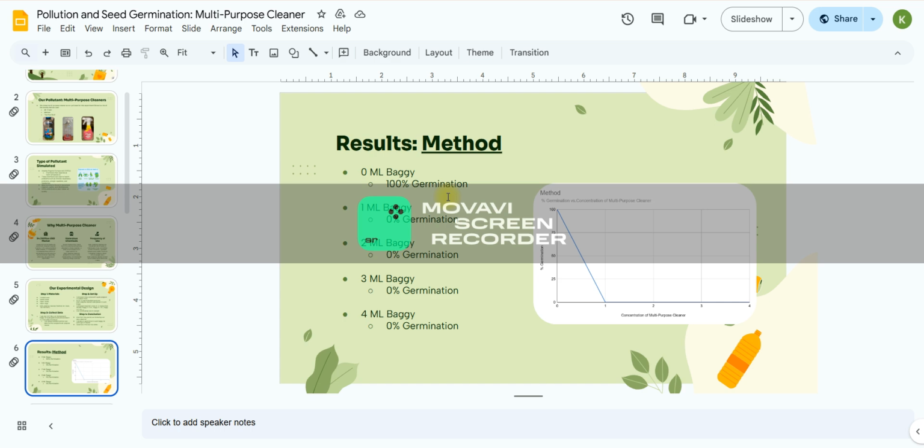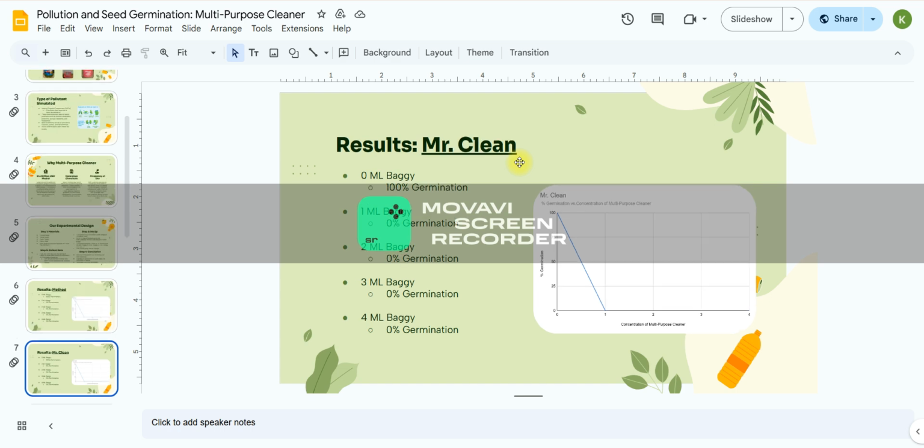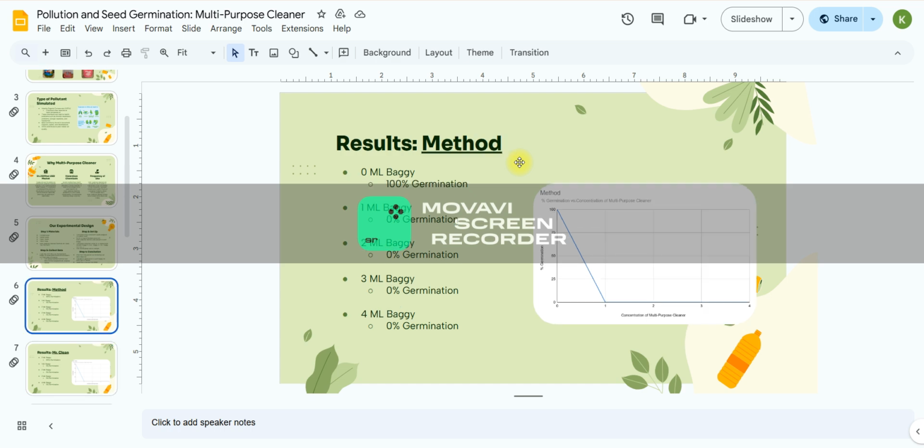So that was just made up of water, kind of like what we did with just the regular germinated seeds experiment. We just kept water in there for our control, and then we used the other 4 with very small increments of milliliters added into the bag. And as we go to the next slide, we are looking at Mr. Clean. I guess I didn't emphasize that. We were looking at Method right there. That was, I believe, Emily that had the method.